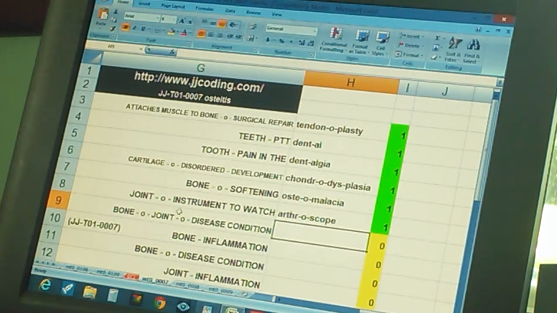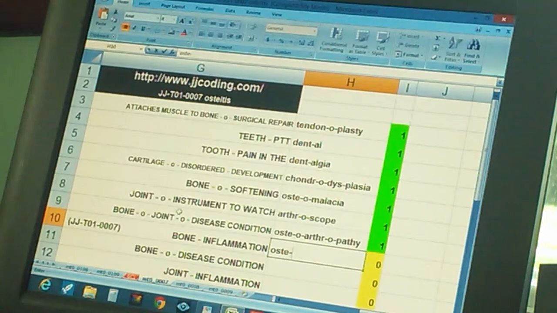Bone, O, joint, O, disease condition. Osteoarthropathy. Bone inflammation. Osteitis. Bone, O, disease condition. Osteopathy.